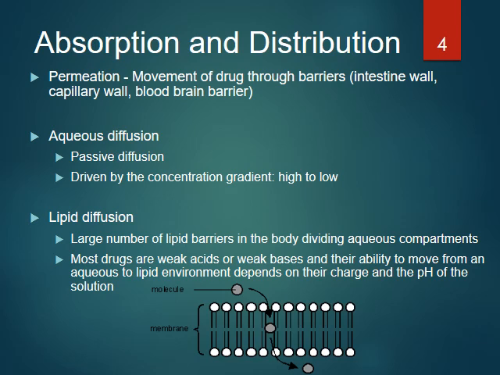And we'll know that things that have charges on them are going to have a harder time crossing the blood-brain barrier than something that has no charge on it, which is going to be more lipophilic and thus cross more easily. So we'll get more into detail on this in just a minute, when we talk more about things like the Henderson-Hasselbalch equation.